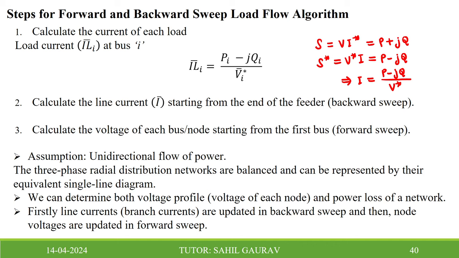First you have to calculate the current for each load, and that is given by (P_i - jQ_i) upon V_i conjugate. So this is the derivation for the load current at bus i. Next we find the line current starting from the end of the feeder. That is why it is called the backward sweep, because we start from the end of the feeder. In the next step, we find the voltage at each bus node starting from the first node, that is the forward sweep, because we go in the forward direction, while in the backward sweep, we start from the back end and go backward.